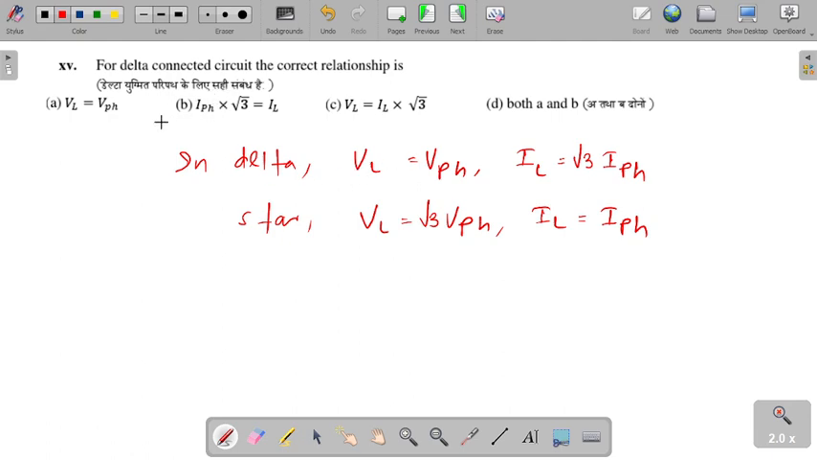So the right answer for this question will be, in delta connected circuit, line voltage should be equal to the phase voltage. So this option is right. Again, line current equal to root 3 times into phase current. So this option is also right. Line voltage equal to root 3, no, this option is not right. So D is both A and B. So the right answer for this question will be both A and B. Okay.